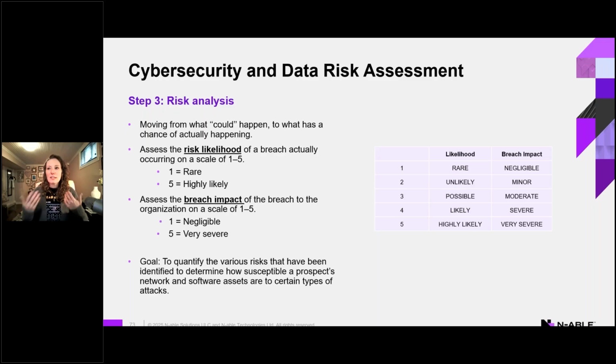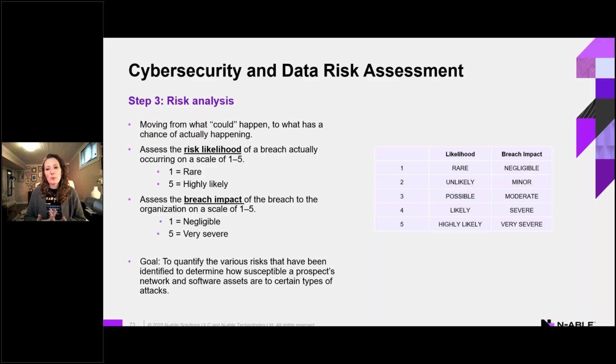In a cybersecurity risk assessment, we talk about this as the risk likelihood. Risk likelihood is the probability that a given threat is capable of exploiting a given vulnerability. We typically rank this on a scale of 1 to 5, where 1, the risk likelihood is rare, and 5, the risk likelihood is highly likely. And then we do the same for the breach impact. We want to rank the impact of the potential breach on a scale of 1 to 5.